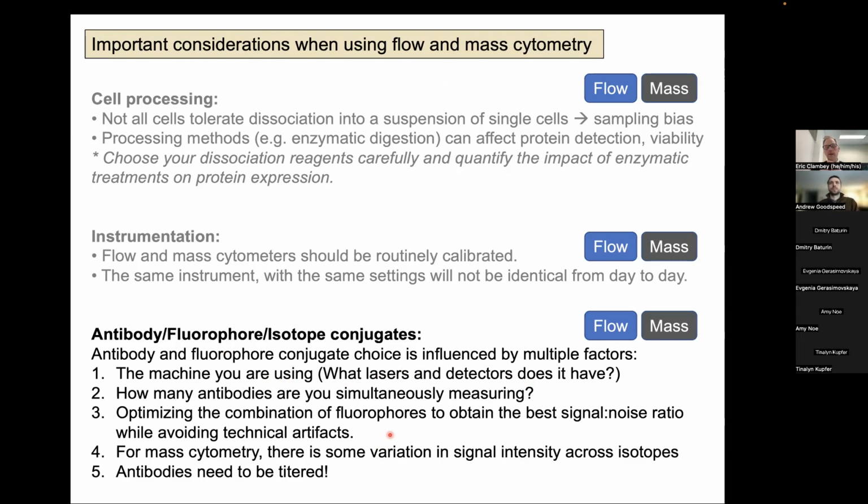For CyTOF, there is some variation in signal intensity across isotopes. It's not as dramatic as the dynamic range that I showed for the fluorophores, but that can also inform what isotopes you would use for different targets. And as I mentioned, antibodies need to be titered.